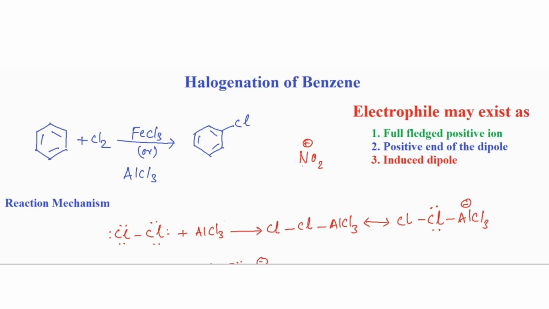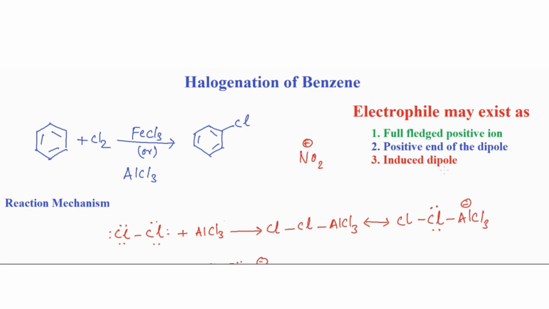But this will not always be the same. The electrophile does not necessarily have to be a full-fledged positive charge. It may exist in other ways also, which I have given here: it may be a positive end of a dipole or an induced dipole. So these are the possible ways in which an electrophile may exist.